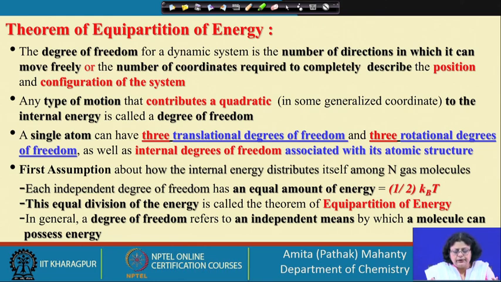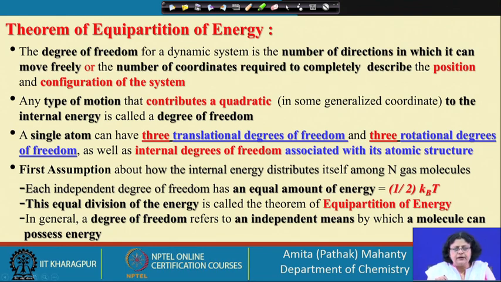If I talk about a single molecule, what are the forms of motion we can look into? See, the degree of freedom is the number of directions in which it can move freely, or the number of coordinates required to describe the position and the configuration of the system. So, I need to know the number of coordinates required to pinpoint the system we are talking about, its position and its configuration. Okay? So, for the single molecule, what are the motions it can undergo?